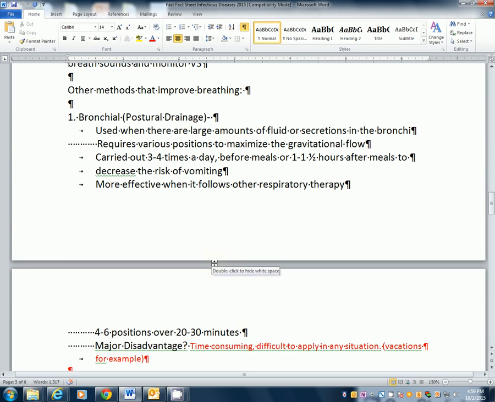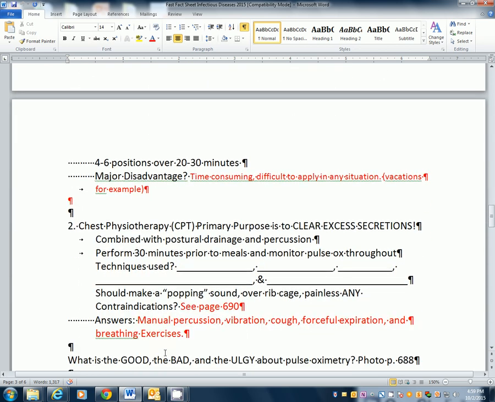It can be time consuming and difficult to apply in any setting. That is the major disadvantage, because again, we're talking 4 to 6 positions over 10 to 30 minutes, over 20 to 30 minutes. So that's going to be very time consuming.